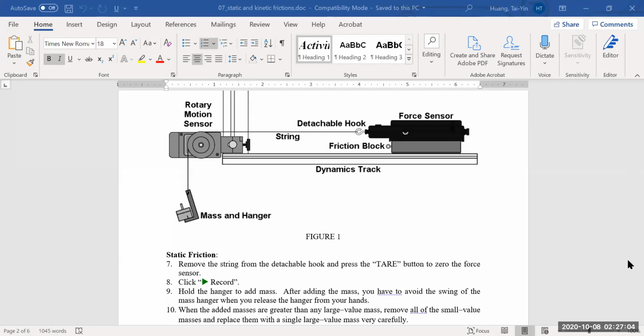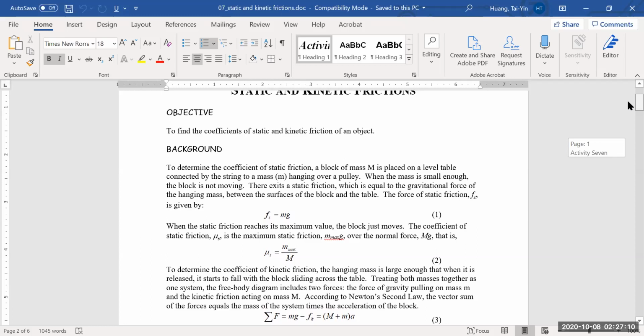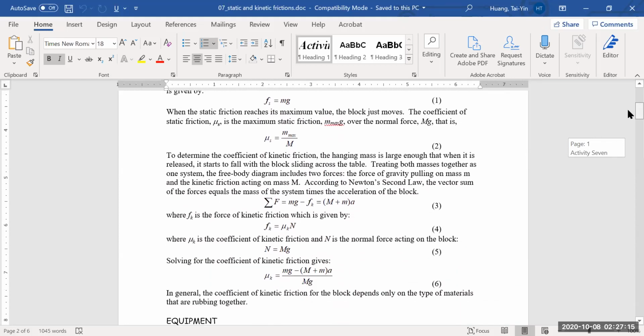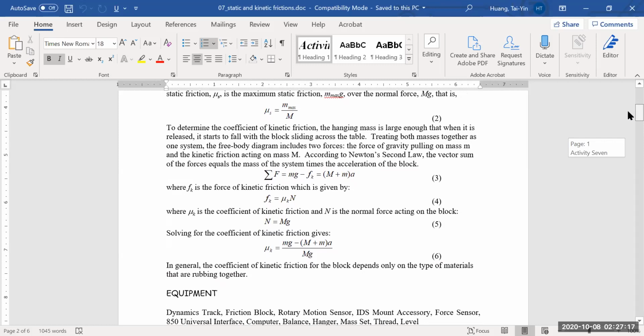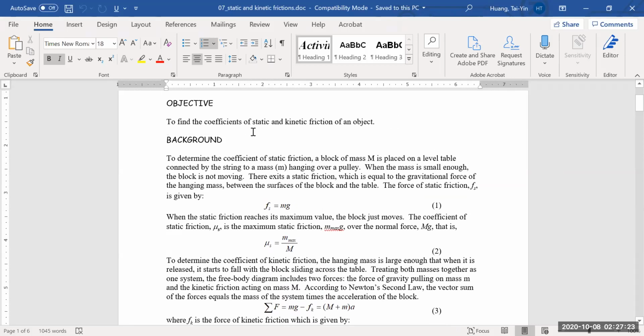Okay, so Lab 7 is about finding the coefficients of static and kinetic friction of an object. You're given an object that comes with two different surfaces. One is made of wood and one is made of felt pad, and you want to find the coefficient of static friction and also the coefficient of kinetic friction.